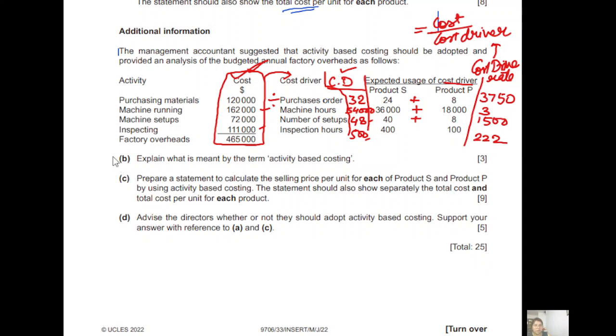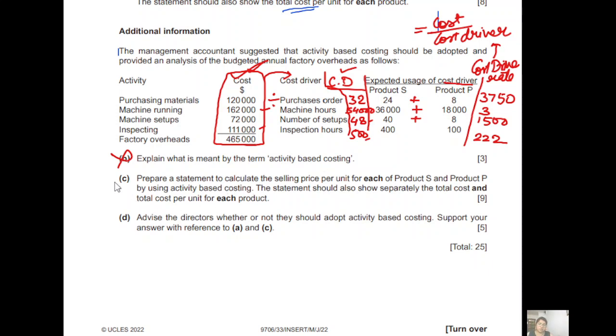Now we have to do this B part later on. It's just a meaning. What is activity based costing? You can search in Google also, or it is available in your books also. Because this is a 3 marks question, just write down your definition and divide it into 3 parts, so that it will be easy. Please refer to the marking scheme for this paper. So I'm not going to waste my time explaining the meaning of activity based costing.